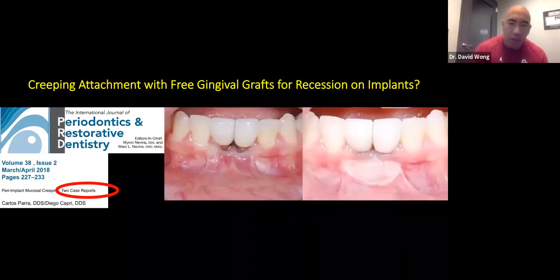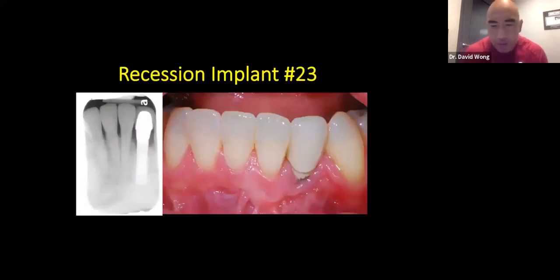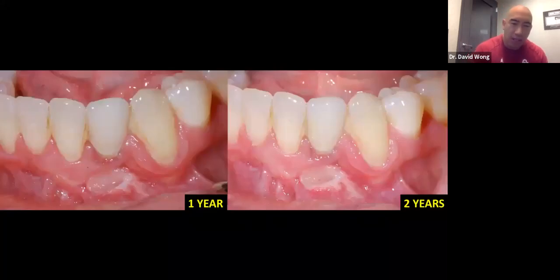So here's one case for you, and I'll show you some more. So here's another similar case around number 23. Implants in good position. Implants got plenty of bone around it, but soft tissue wise, patient doesn't like it. It's a little bit sore, tender to the touch. So what we do, again, we just do a small little free gingival graft, and you'll see here, even though it's placed below the gingival margin, we still get that creeping attachment, which is really nice.